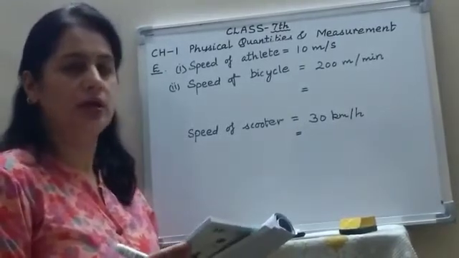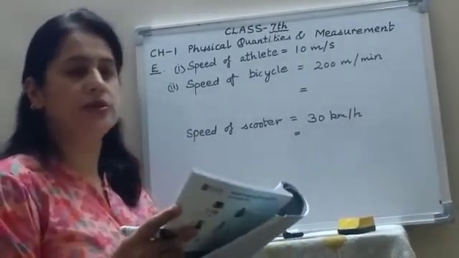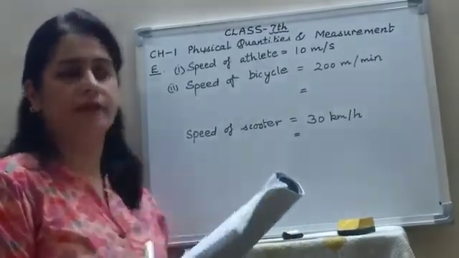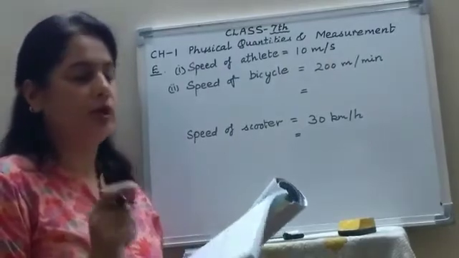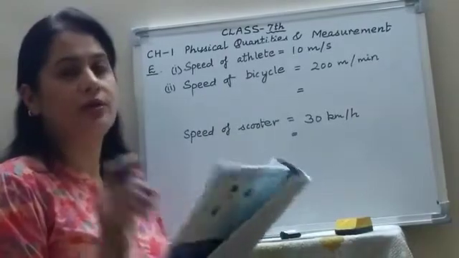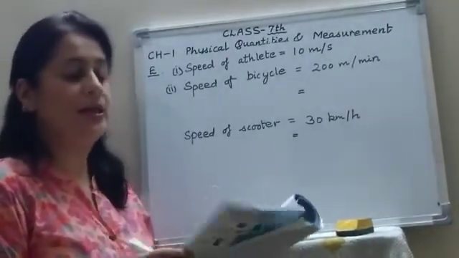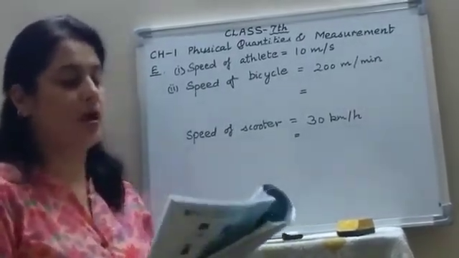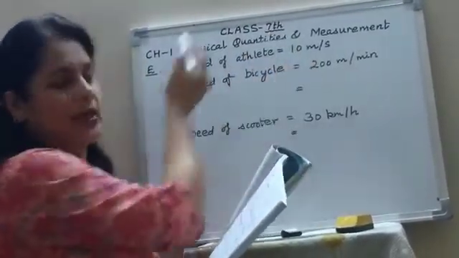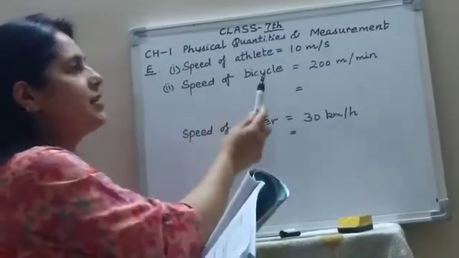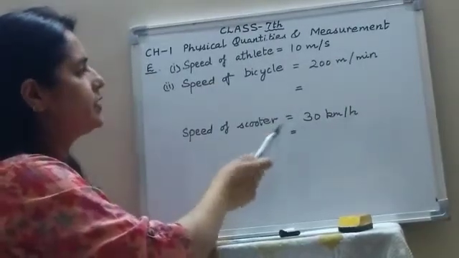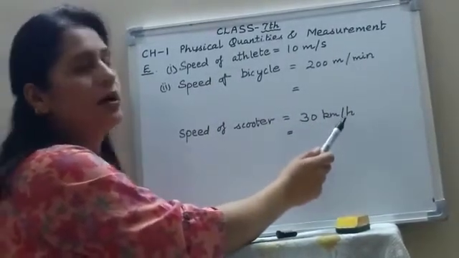Now question number E. You have to arrange the speeds in increasing order. 3 parts they have given. The speed of athlete, speed of bicycle and speed of a scooter. You have to arrange them in increasing order, that means keeping the least speed first. Athlete is running with the speed of 10 meter per second. The speed of bicycle is 200 meter per minute and the speed of scooter is 30 kilometer per hour.